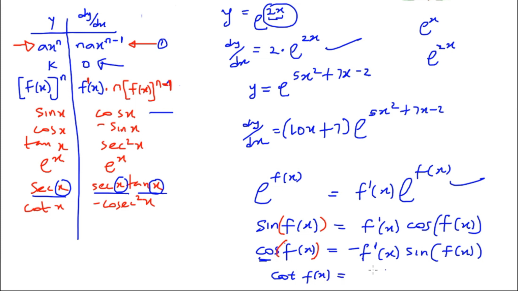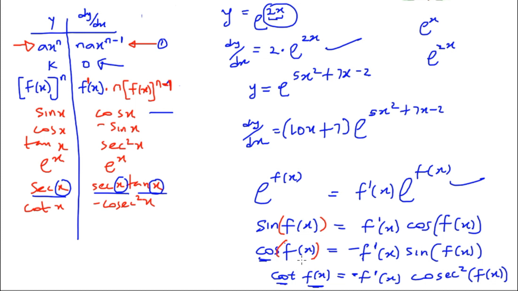The cot of a function of x, I need to differentiate the function first so that I will have f prime of x. Then remember, if I differentiate cot, I should have minus cosec squared of that function, which is f of x. So that is it about function of a function.